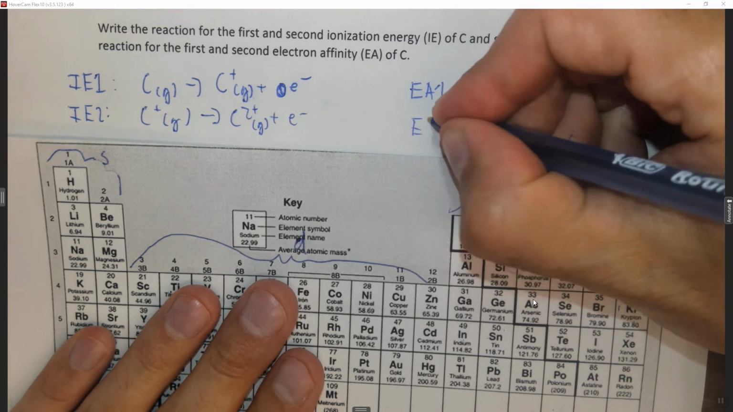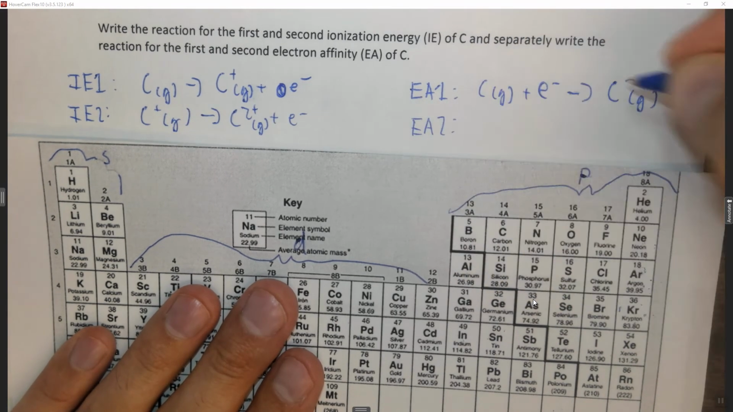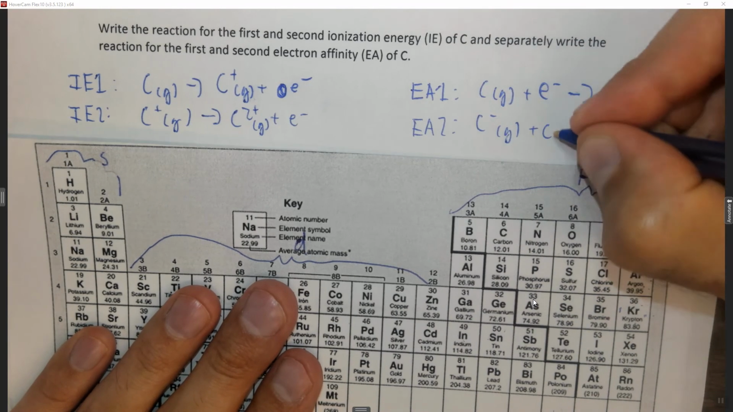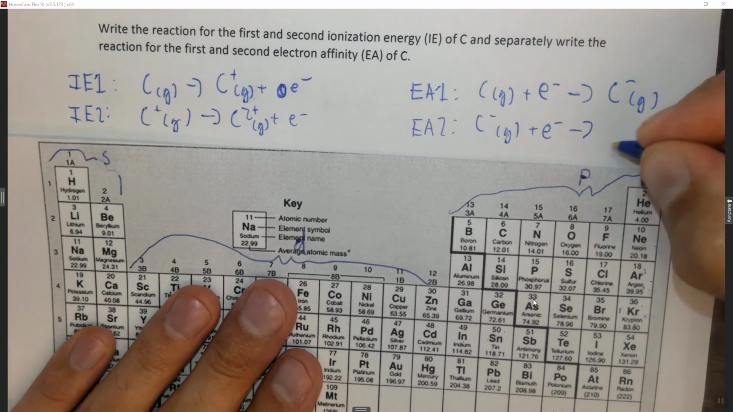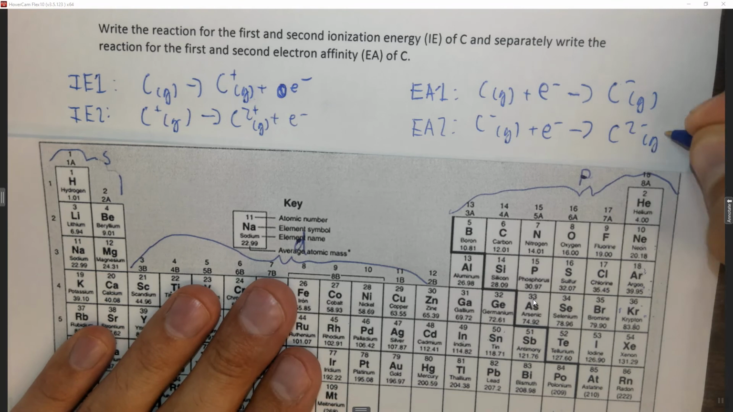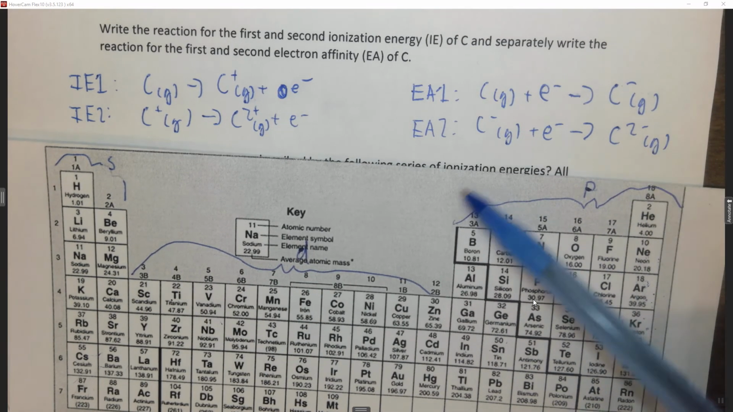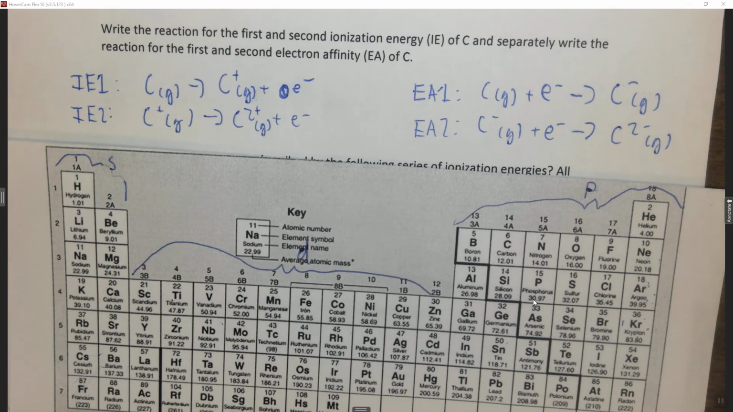We could add a second electron, electron affinity 2. We start with C- in the gas phase. It's already gained one electron. We add another electron to it, and we get C2- in the gas phase. And theoretically, we could add all the electrons in the universe to this single carbon atom. Obviously, that's not actually possible, but theoretically, you could write the 999 millionth of these things. So that is basically how this works.